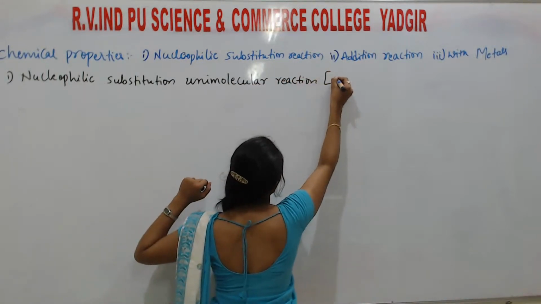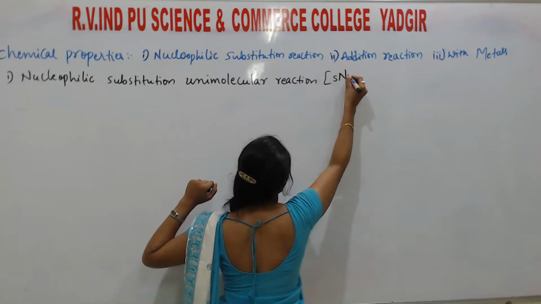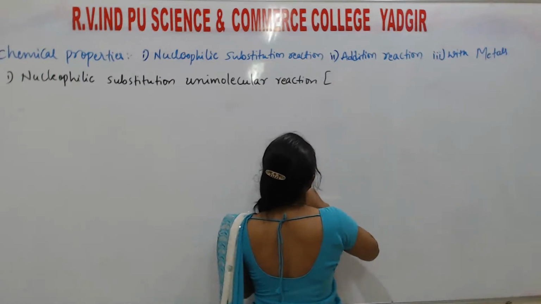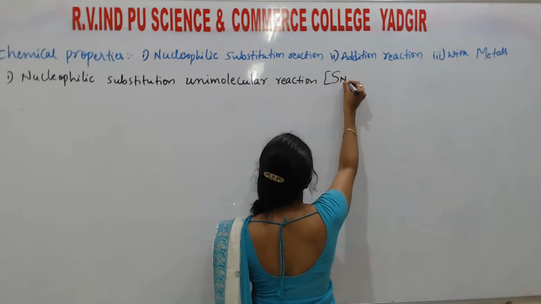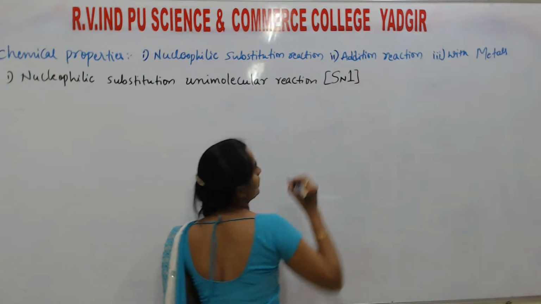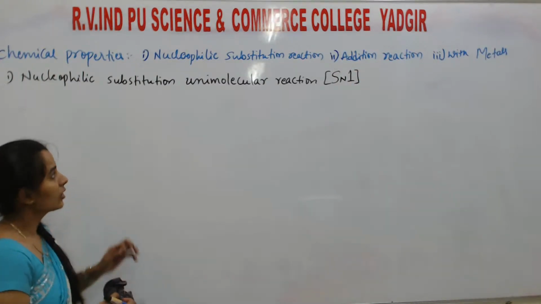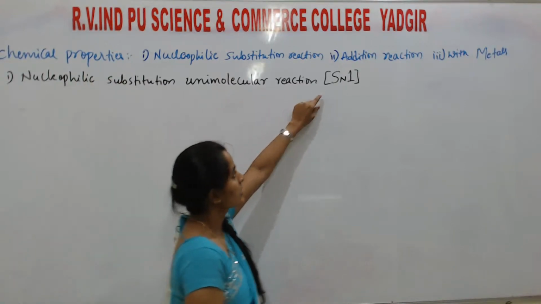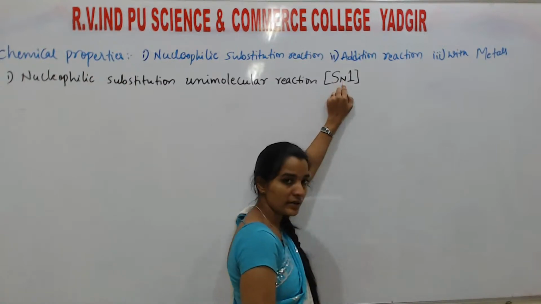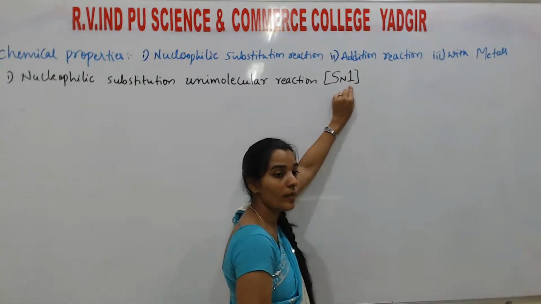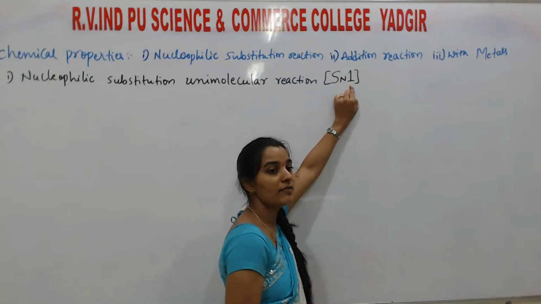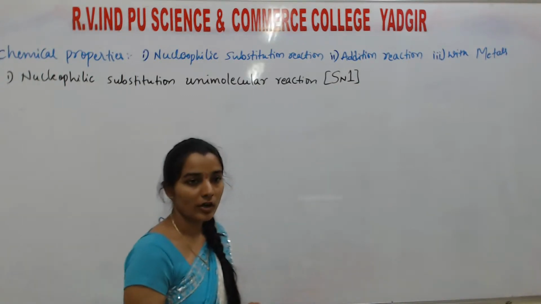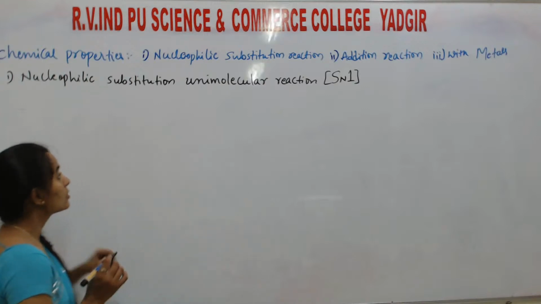That is SN1, nucleophilic substitution unimolecular reaction. This S stands for substitution, N stands for nucleophile, 1 stands for unimolecular. What is unimolecular? It is a first order reaction, meaning the rate of the reaction depends upon only one concentration of the reactant.